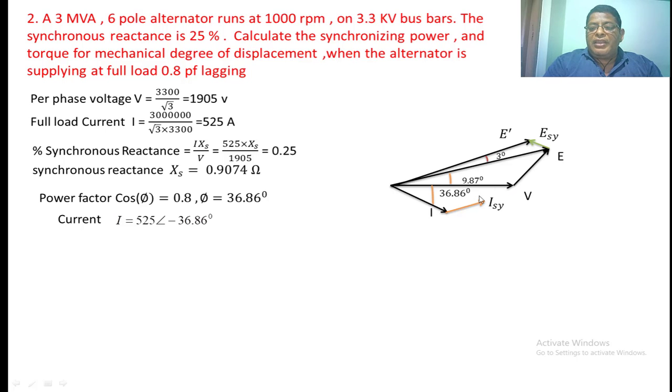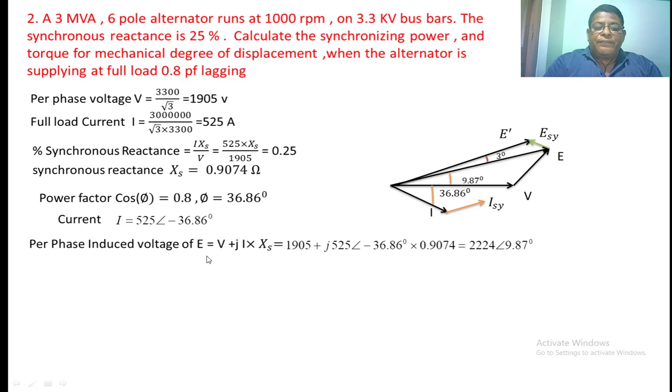Perpendicular to I, add the IXs phasor, and we get E. The angle between E and V is 9.87 degrees. Now we are going to find E. We know the relation for E: E equal to V plus j I into Xs. Substituting all the values, we get 2224 at angle 9.87 degrees. This is the angle between the voltage V and E, that's why here we have taken 9.87 degrees.